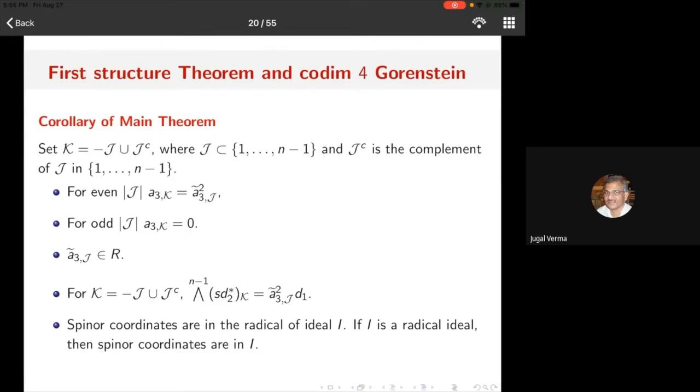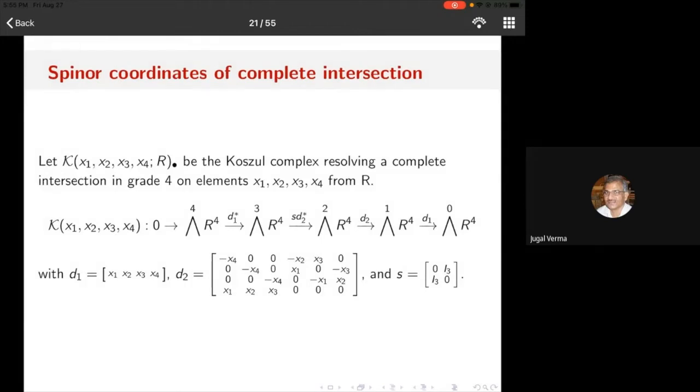So now we'll see several examples of grade 4 Gorenstein ideals, several examples of Spinor coordinates in the grade 4 Gorenstein ideal. First we start with the Koszul complex. Note that in the case of the Koszul complex, we don't put a restriction on R, because all the restrictions on the ring come as a consequence of the existence of the hyperbolic basis.